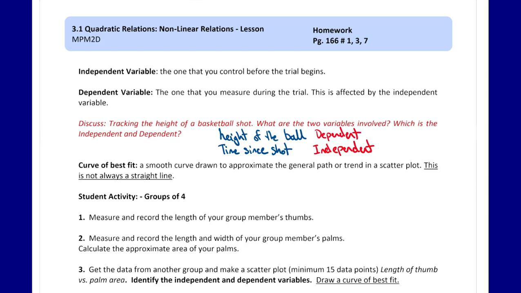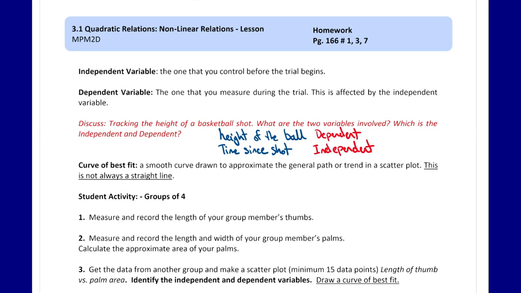How high the ball is depends on how long it's been since the ball was shot. If it's a long time since the ball was shot, chances are it's probably on the ground. If it's just shortly after it's shot, it's probably just leaving our hands. And then maybe somewhere in the middle is when we have the ball at its maximum height in the air. So we have the height of the ball being our dependent, and the time since the ball was shot being our independent.